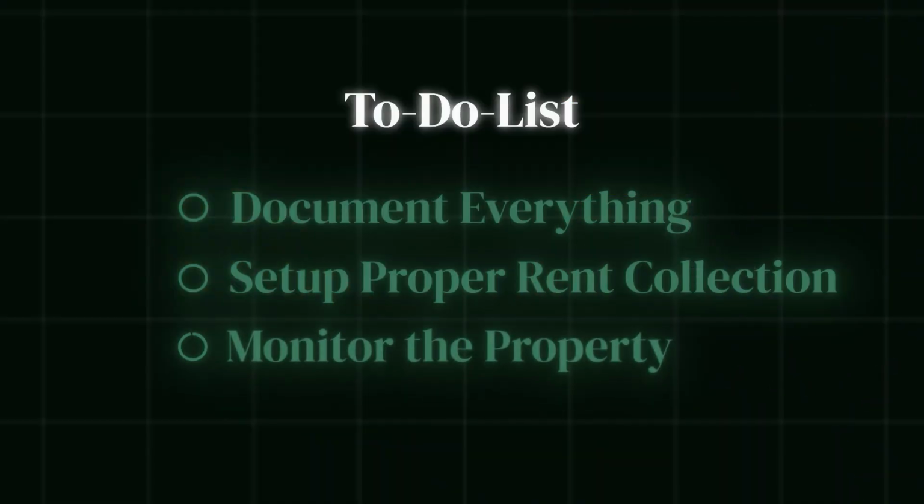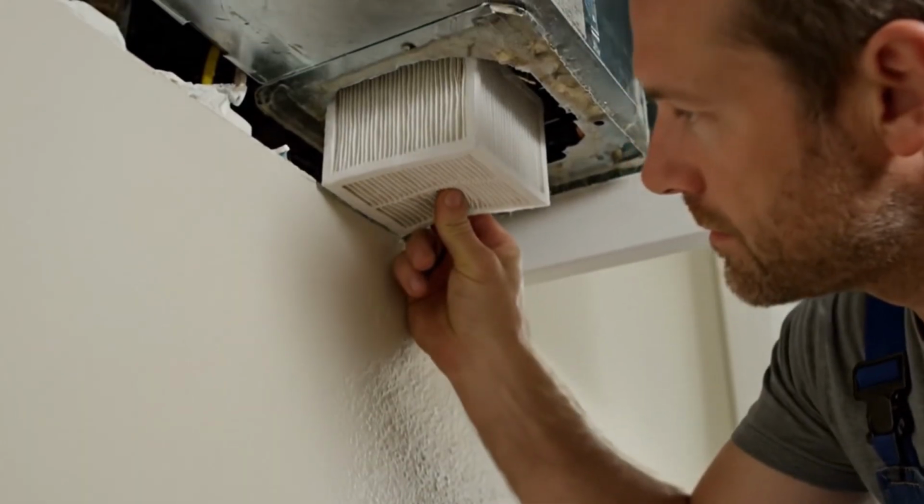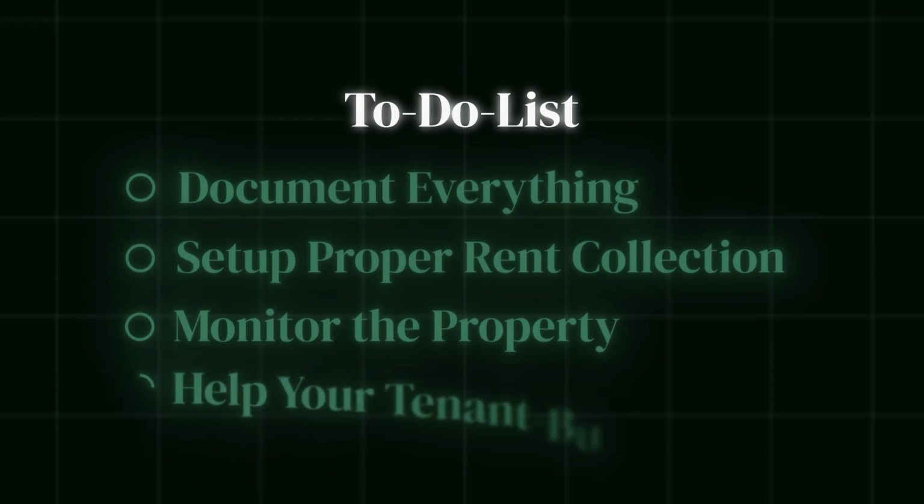Monitor the property. Make sure you have somebody locally go check it every few months. Maybe even change the furnace filter. Ensure maintenance is being done. Just make sure the tenant is keeping their promise, in other words. Help your tenant buyer succeed. Refer them to credit repair or to a local mortgage broker. Remind them of their option deadline if you need to.